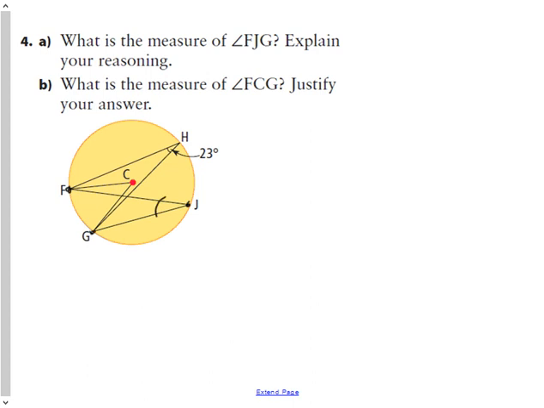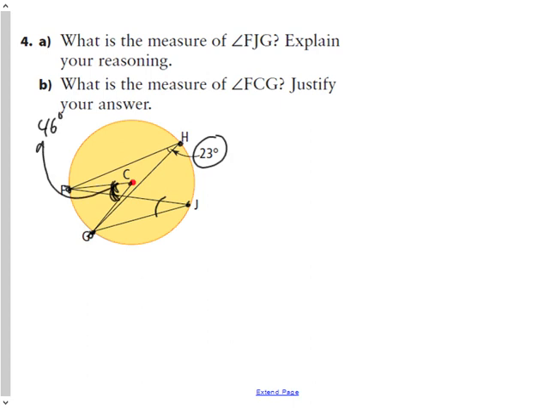Explain your reasoning. Well, F and G are connected to the middle, which makes this a central angle that we don't know. F and G are also connected to H, which makes FHG an inscribed angle of 23 degrees. So with that knowledge, I know that this angle right here would be the central, and it would be 46 degrees.